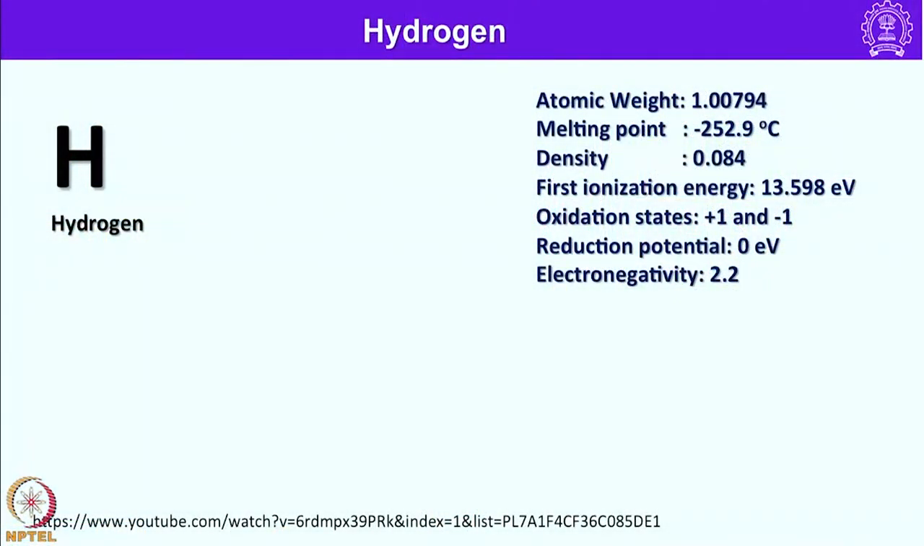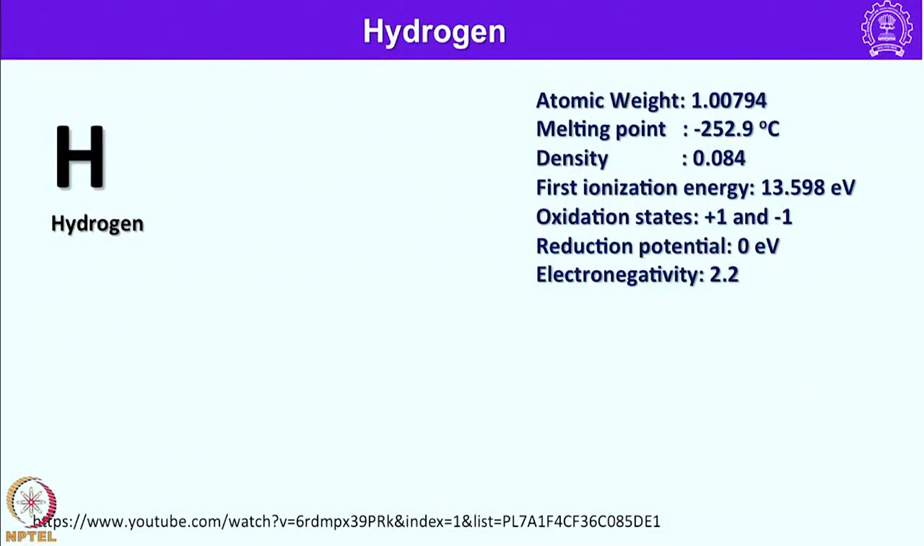With this, let me look into more properties of hydrogen. The atomic weight of hydrogen is 1.00794. For all practical purposes, we can consider it as 1, and the melting point is minus 252.9 degrees centigrade, and density is 0.084, and the first ionization energy is quite high, that is 13.598 electron volts. It also exists in two oxidation states, that is plus 1 and minus 1, and its reduction potential is 0 volt, and electronegativity is 2.2, which is slightly less than that of carbon, that is about 2.4 or 2.5. The reduction potential of hydrogen is 0. As a result, it is considered a standard in determining the reduction potential of the rest of the elements in the periodic table.